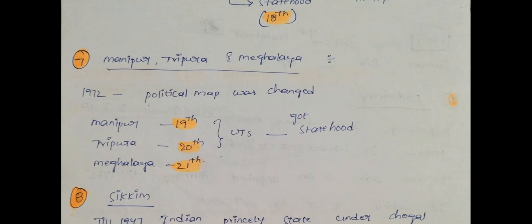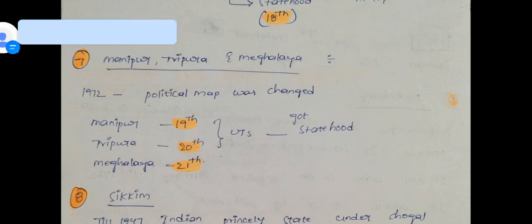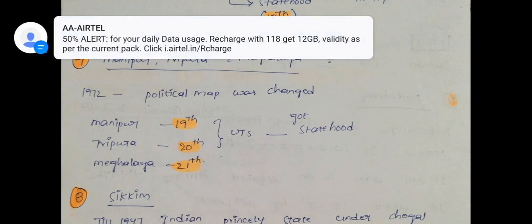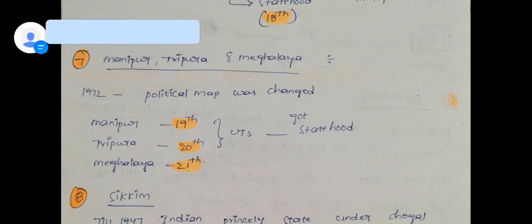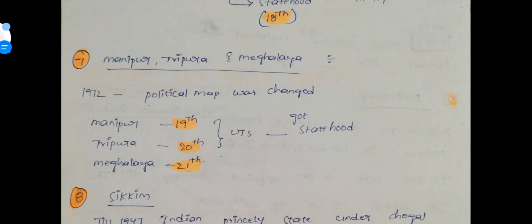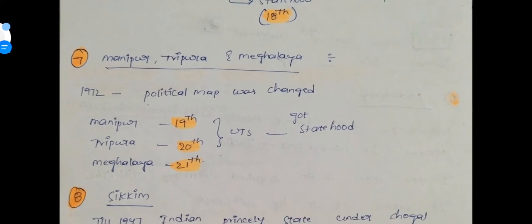Manipur, Tripura, Meghalaya. In 1972, the political map was changed in the northeastern states. Manipur got statehood and was the 19th state of India, Tripura was the 20th state of India, and Meghalaya was the 21st state of India.